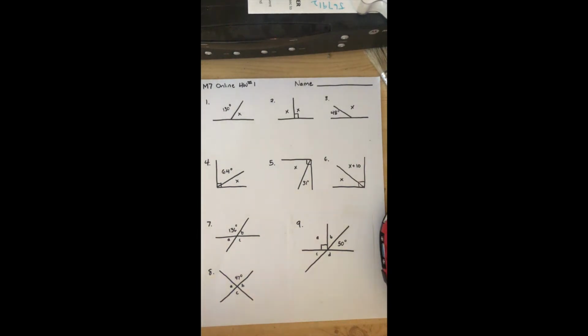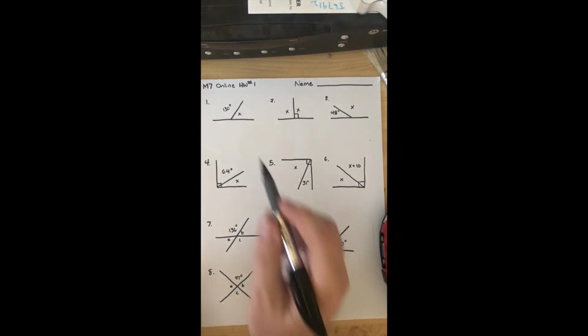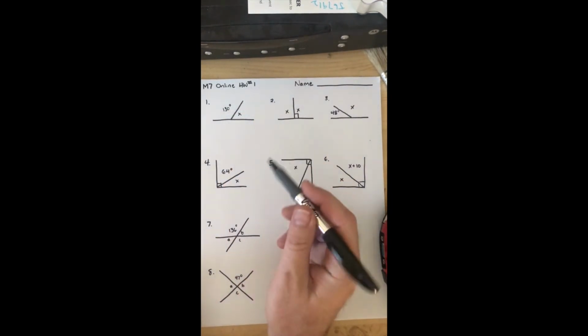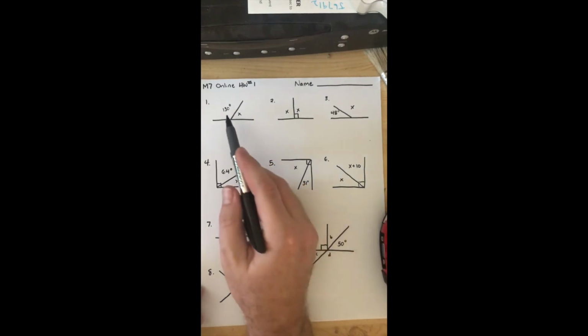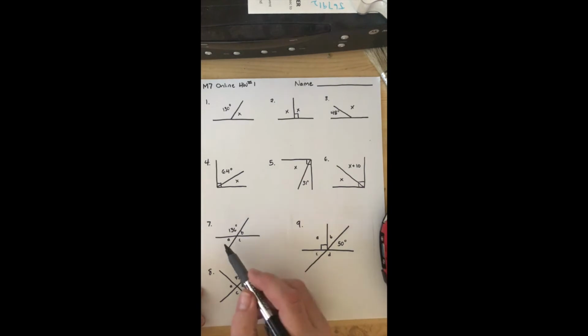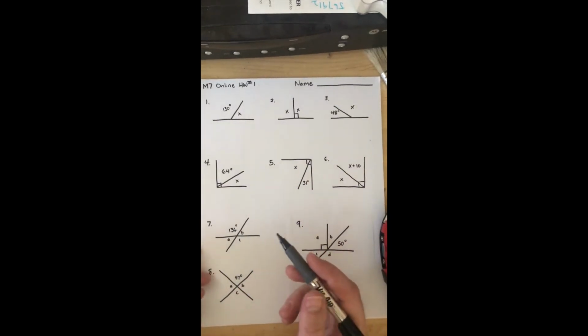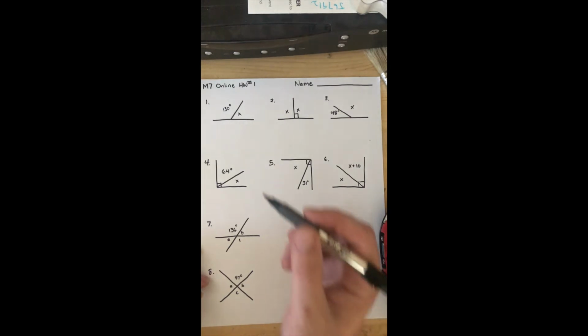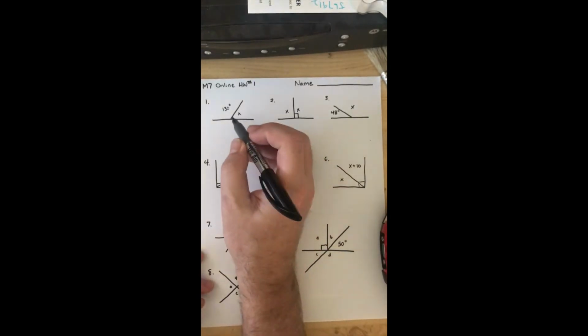Hey kids, this is how to solve your Math 7 online homework number 1. We're looking at supplementary angles, angles that add up to 180, complementary angles, angles that add up to 90 degrees, and then using the supplementary angles rule and intersecting lines, creating vertical angles. It was a fun lesson, I'm sure, for all of you.